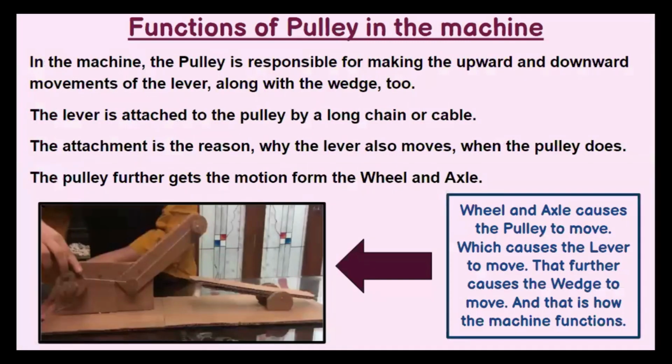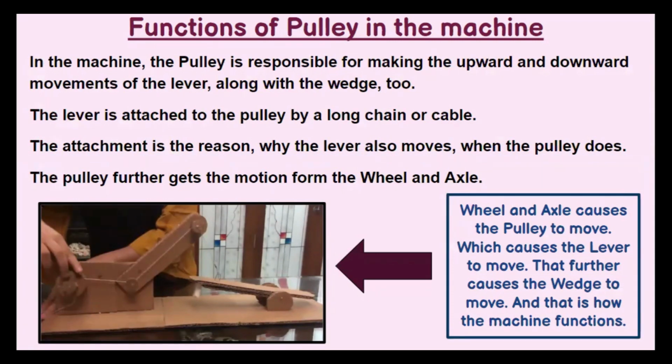Now we will learn the functions of pulley in the machine. So in the machine, the pulley is responsible for making the upwards and downwards movement of the lever, hence the upwards and downwards movement of the wedge too. The lever is attached to the pulley by a long chain or cable. The attachment is the reason why the lever also moves when the pulley does. The pulley further gets the motion from the wheel and axle.